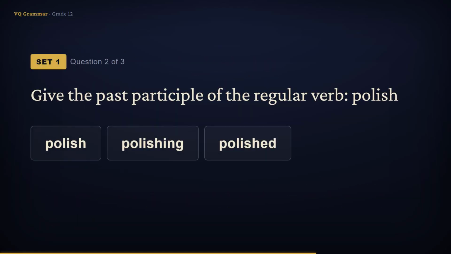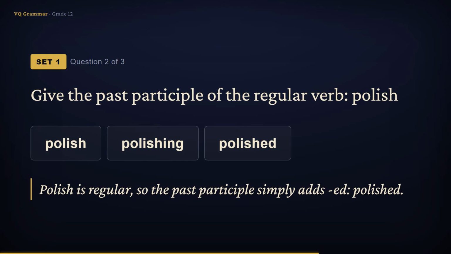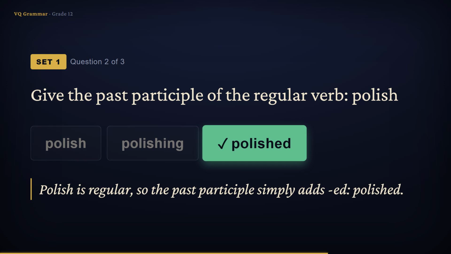Give the past participle of the regular verb polish. Now, polish is regular, so both the past and the past participle just take ed. There's no silent E to drop here, no short vowel to double, and no Y to change. So the past participle of polish is polished, as in, she has polished the trophy.